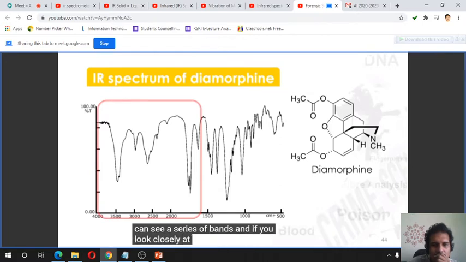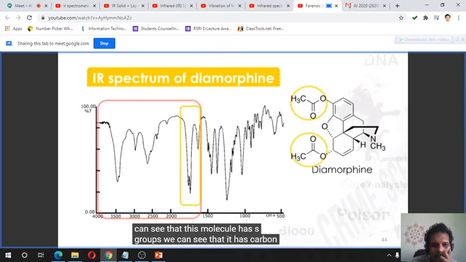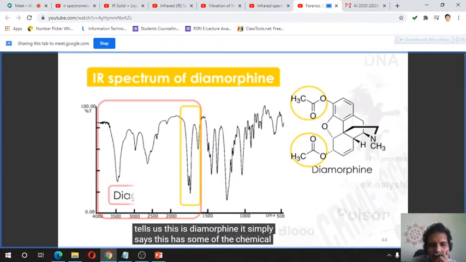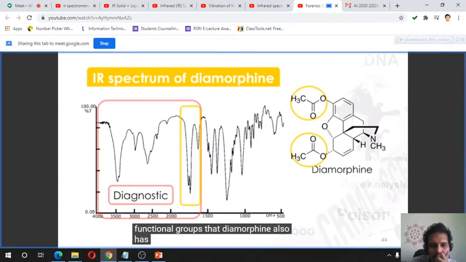If you look closely at that part on the left-hand side, it tells you about some of the parts of the molecule. For instance, we can see that this molecule has ester groups. We can see that it has carbon-hydrogen bonds. But there's nothing in the left-hand half of the spectrum that tells us this is diamorphine. It simply says this has some of the chemical functional groups that diamorphine also has.